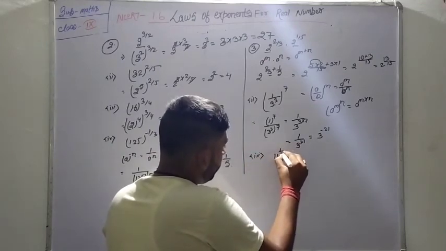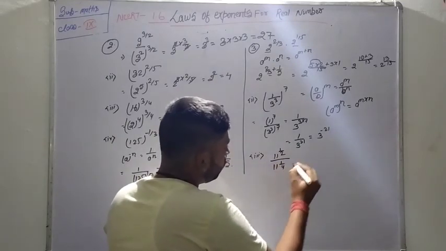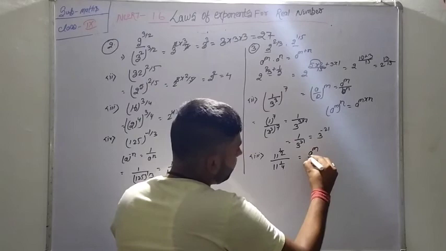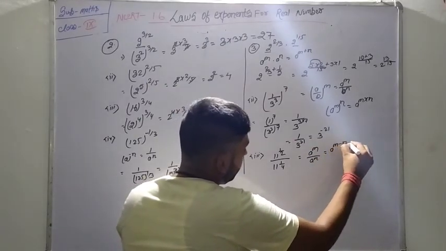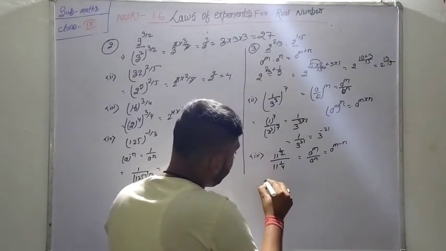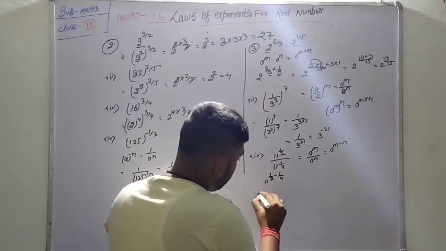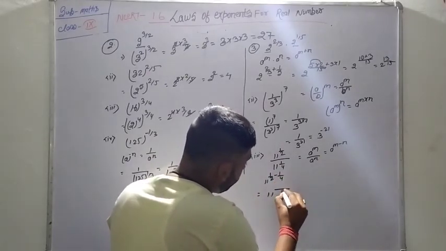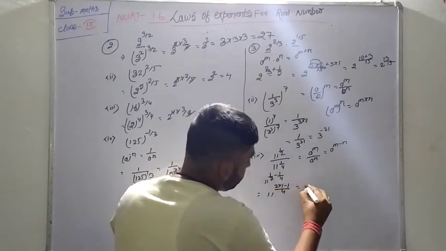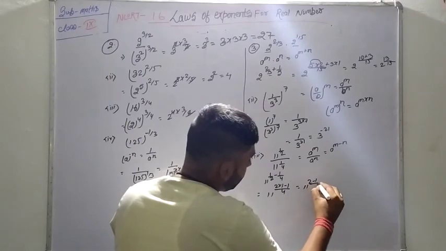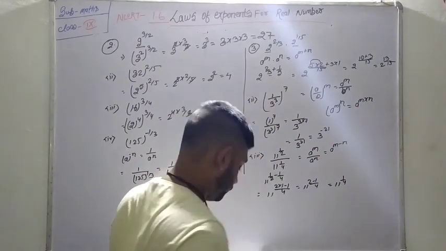11 raised to the power half upon 11 raised to the power 1 upon 4. We know that a raised to the power m upon a raised to the power n is equal to a raised to the power m minus n. So we subtract: 11 raised to the power 1 by 2 minus 1 upon 4. The LCM of 2 and 4 is 4. So we multiply 2 into 1 minus 1, is equal to 11 raised to the power 2 minus 1 upon 4, is equal to 11 raised to the power 1 upon 4.